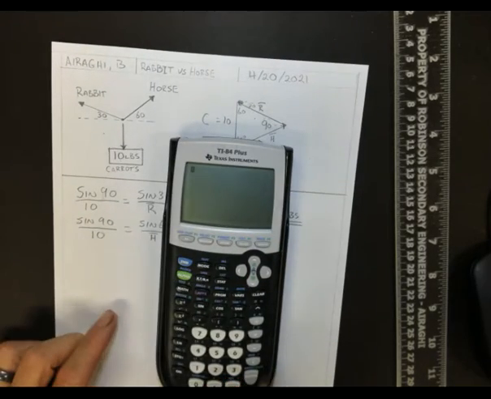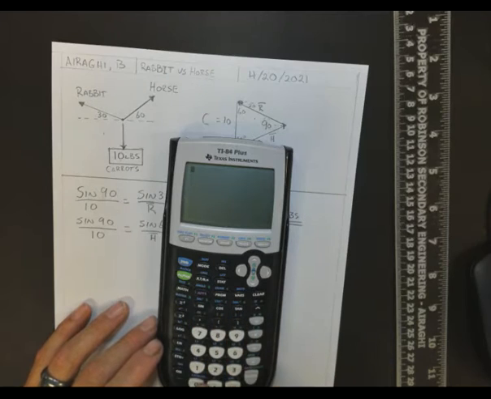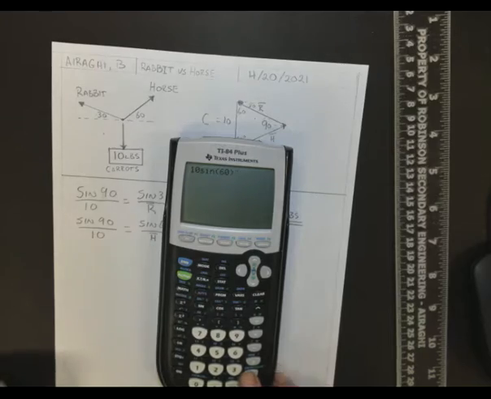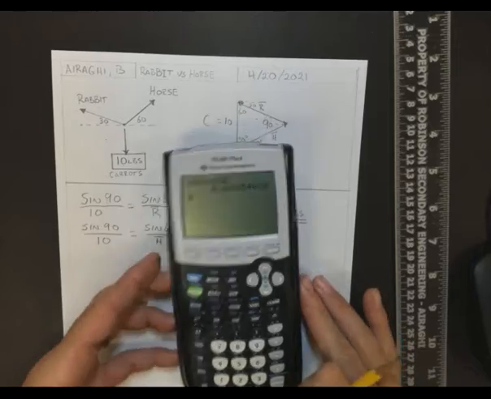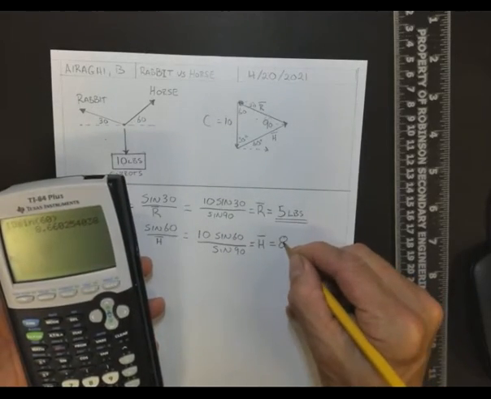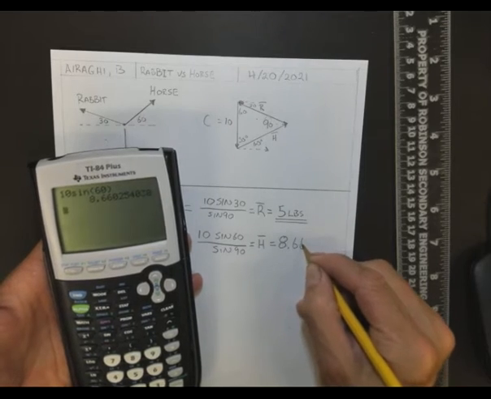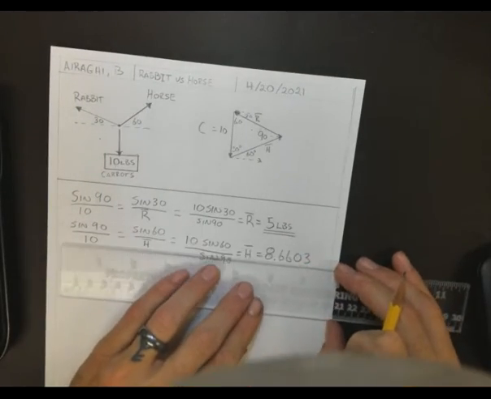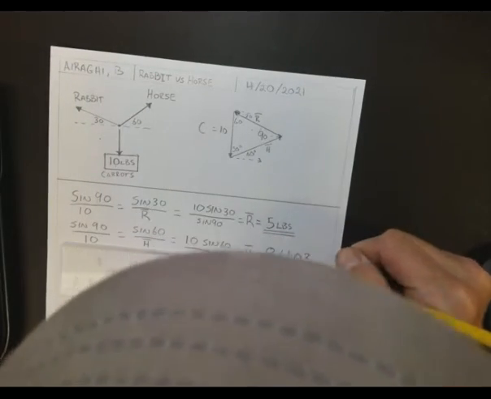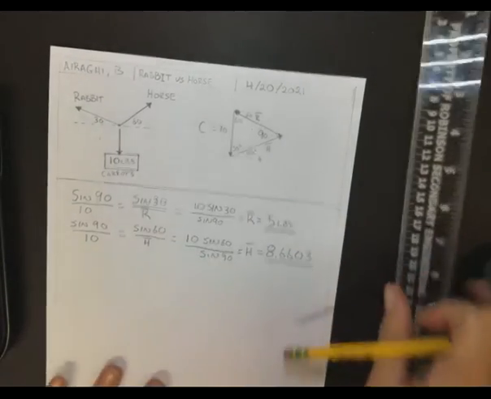let's do this again, 10 sine 60, and remember, divided by 90, so 8.6603. Okay, that's good enough for me. So that is how much they are carrying.